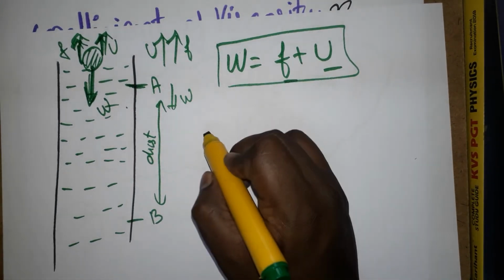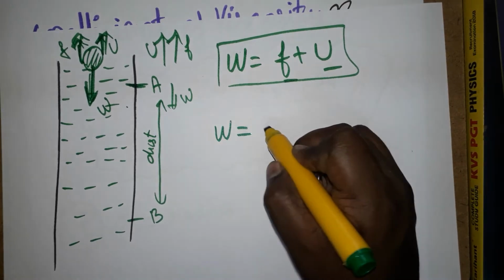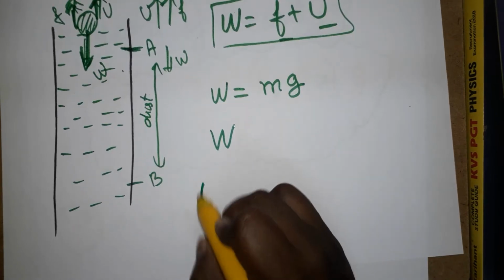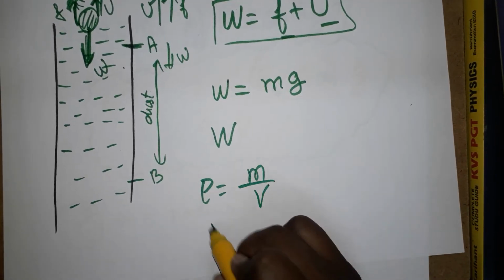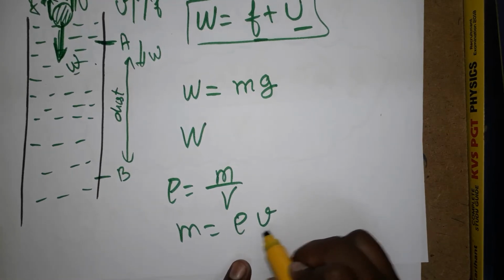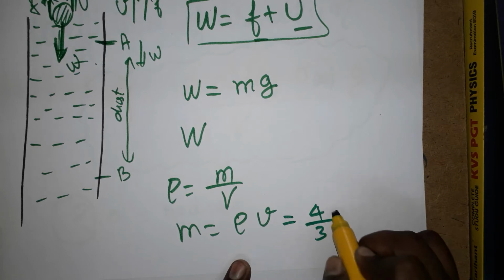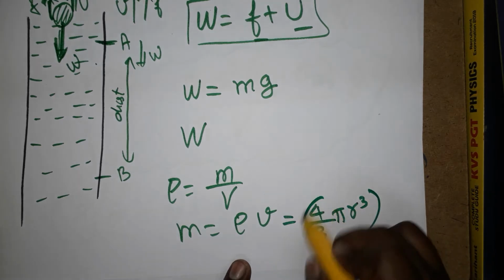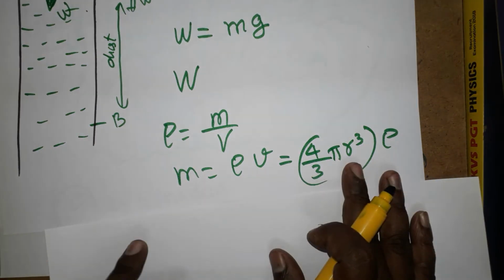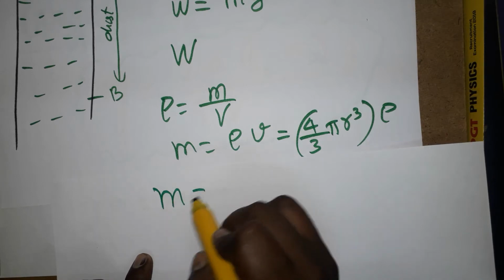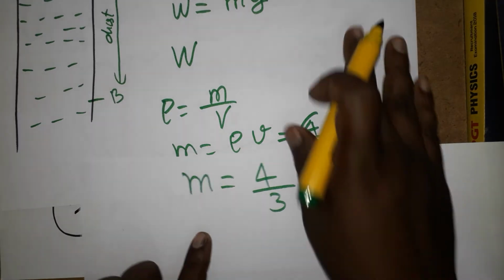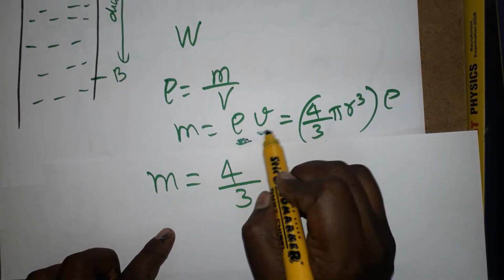First we will see what the weight of the object is. Weight of the object is mg, mass into gravity. I know density is equal to mass by volume, so mass is equal to density into volume. I am taking a solid sphere. The volume of the solid sphere is 4 by 3 pi r cube. Here r we take as A. So the mass of the sphere ball is density into volume.